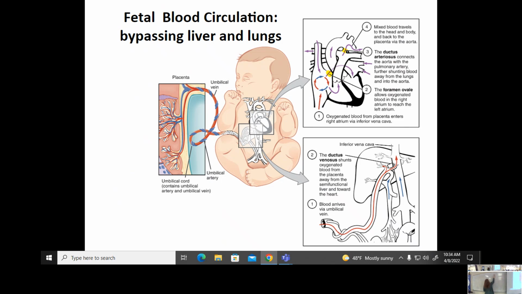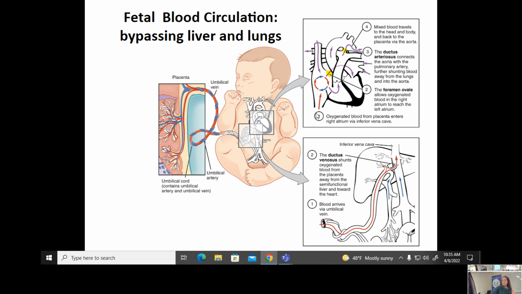So remember how the liver does all those nutrient interconversions and can turn carbs into fats and fats into carbs and so on. The fetus doesn't need that. The mom's doing all that. The mom's liver is doing all that. The mom's blood has all the balanced nutrition. And so fetal blood does not need to go through the liver and does not need to go through the lungs. And because of that, they have a different blood flow before they're born.